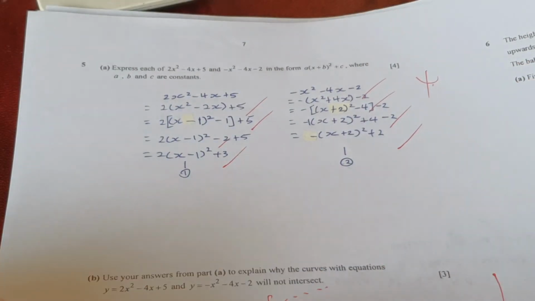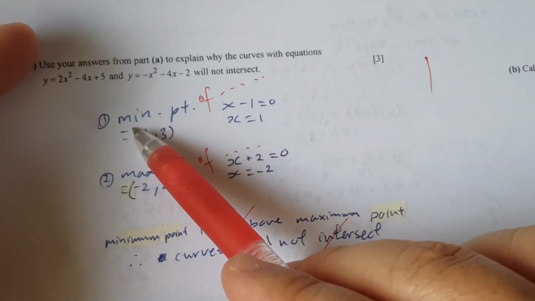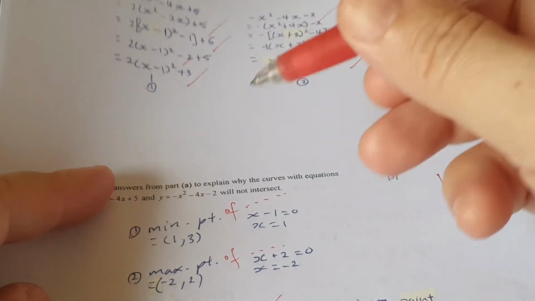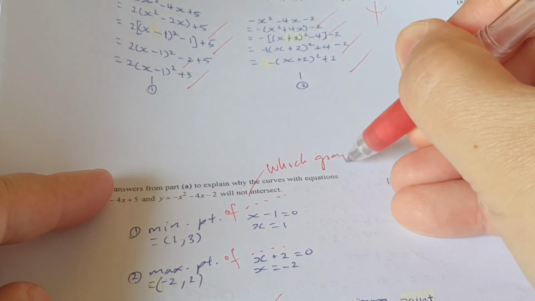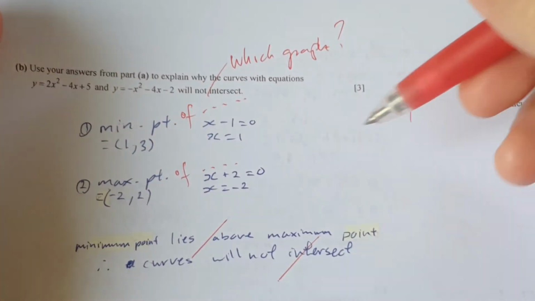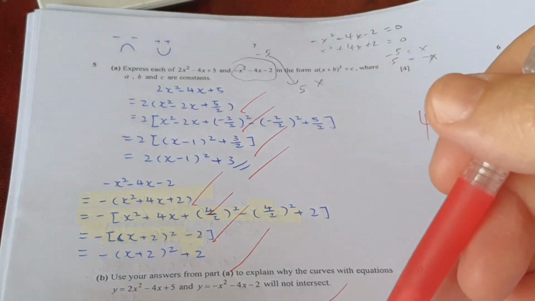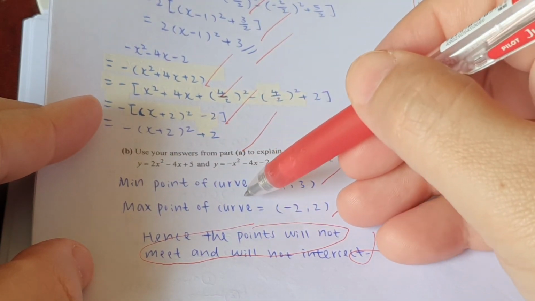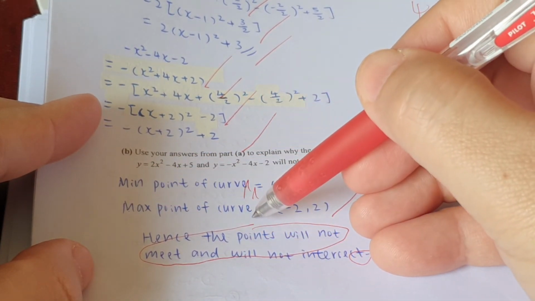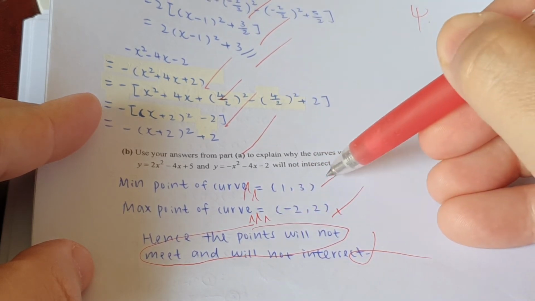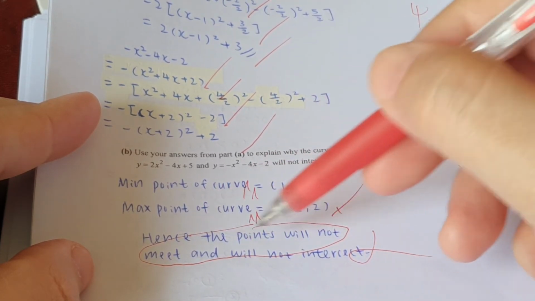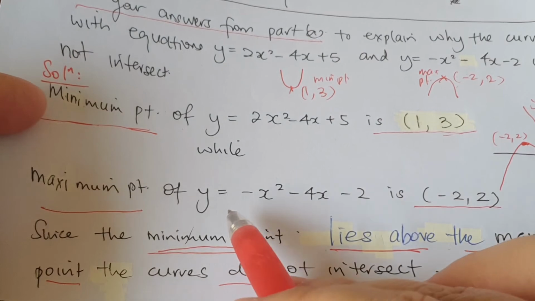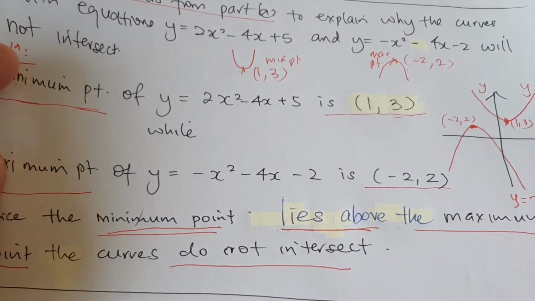Next, the minimum point of this one. The minimum point is this one. The maximum point is this one. But the minimum point of which graph? You never say. So when you explain, you must be clearer. I'm not asking you to write an essay or anything. But you must be very clear. Minimum point of curve, which curve? Maximum point of curve, which curve? So you need to mention that the minimum point lies above the maximum point, like that.